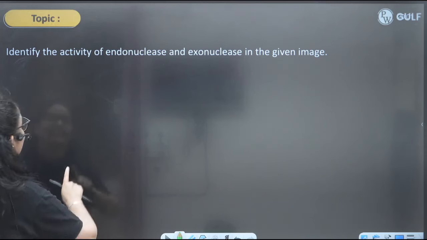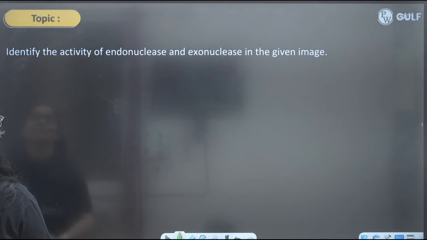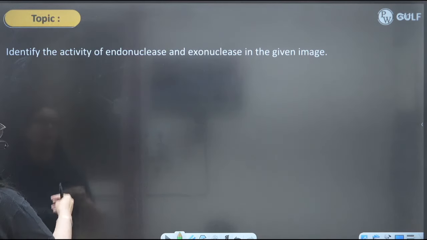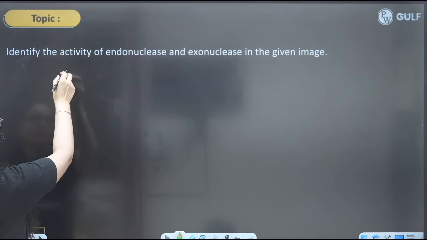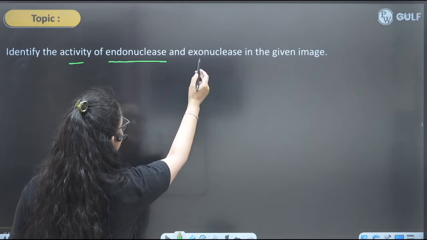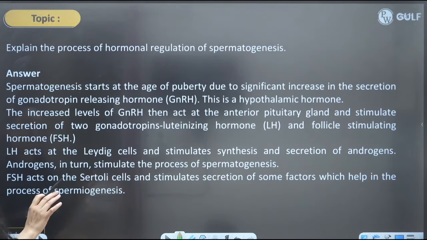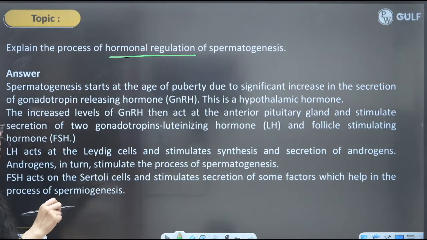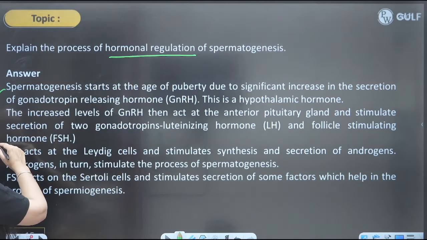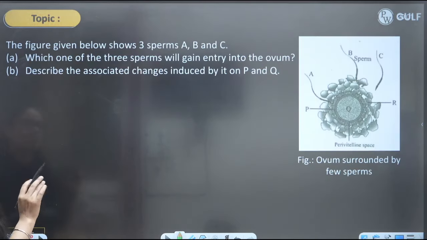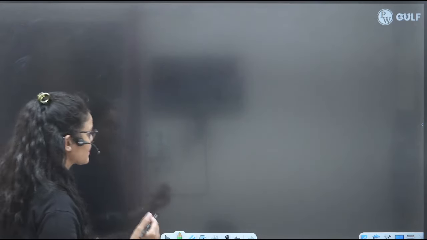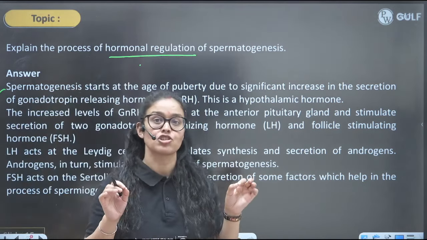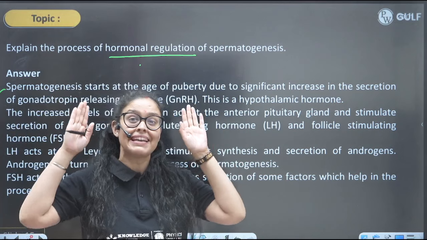Next, I have just given you some sample questions, to show what kind of questions they will be asking you. Identify the activity of endonucleases and exonucleases. Okay, so there is no image. Now they are asking you to explain the hormonal regulation of spermatogenesis. I have written everything over here, right? So whatever points are required, but when they are asking you the function of the hormonal regulation in spermatogenesis, so in class and even in short notes.